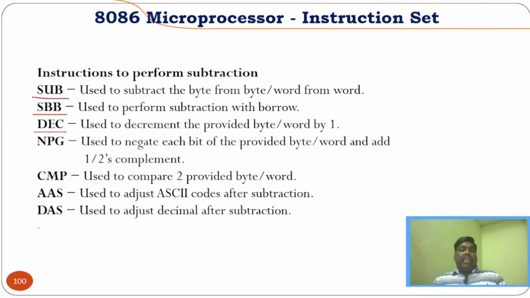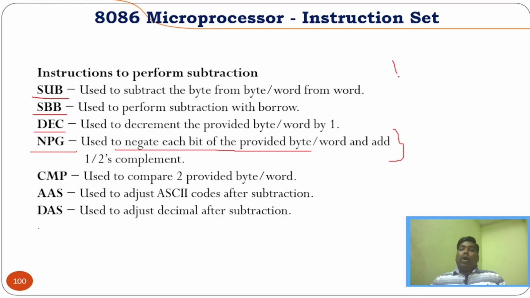And similarly, decrement is nothing but it will decrement the word or a byte by 1. And this NEG is the negate instruction, which is used to negate each bit of the provided byte or a word and add 1. It's nothing but simply it does the 2's complement operation.